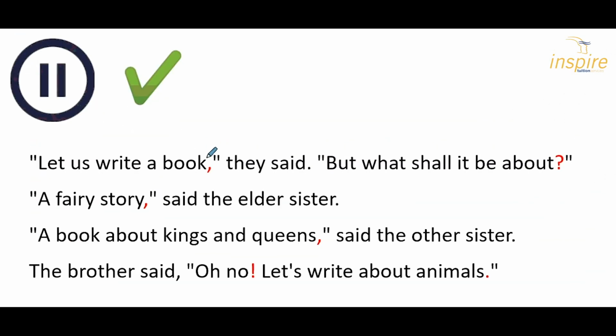So here we have a comma after "Let us write the book." That's because the reporting clause comes next. So that's all part of the same sentence. "But what shall it be about?" You need a question mark because it is a question. "A fairy story," comma inside the inverted commas, and then the reporting clause. "A book about kings and queens," comma again inside the inverted commas, followed by the reporting clause.